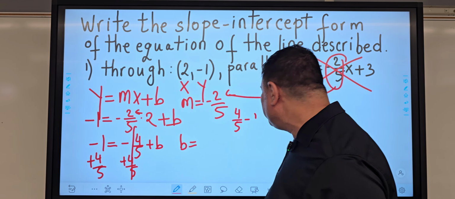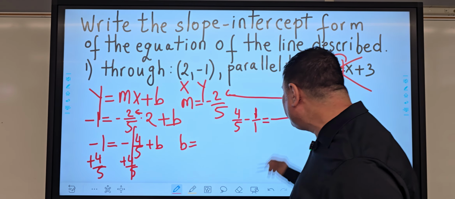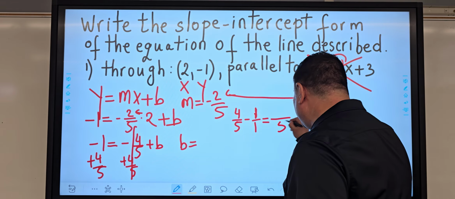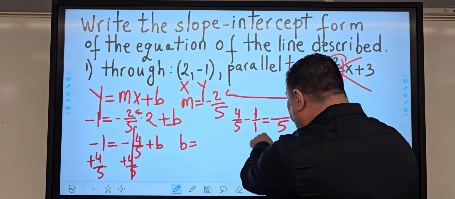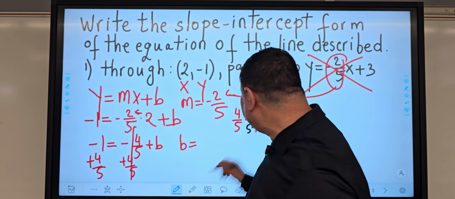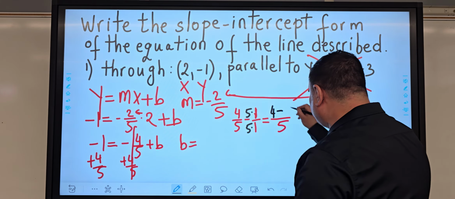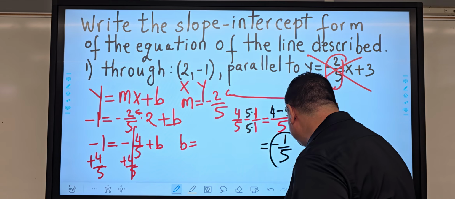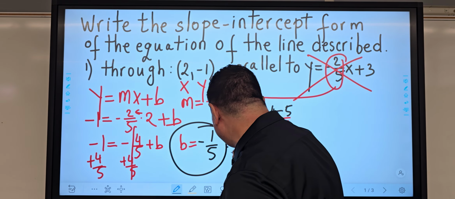4/5 minus 1. And remember, 1 can be written as 1/1. And here we have to find the common denominator, which is 5. So 5 is the common denominator. Therefore, we need to multiply the second fraction by 5 to get a common denominator. Whatever we do on the bottom, we do on the top, times 5. And here we have 4 minus 5 over 5. And 4 minus 5 becomes -1/5. And this is our b. b equals -1/5. Okay, we have the b.